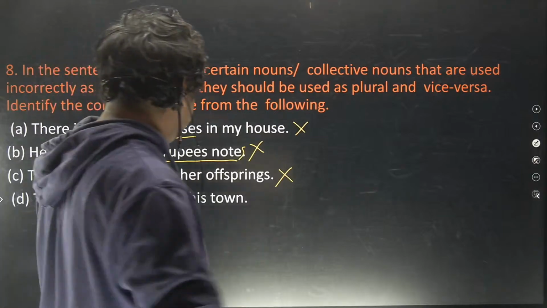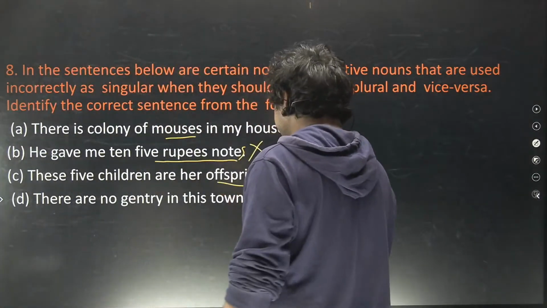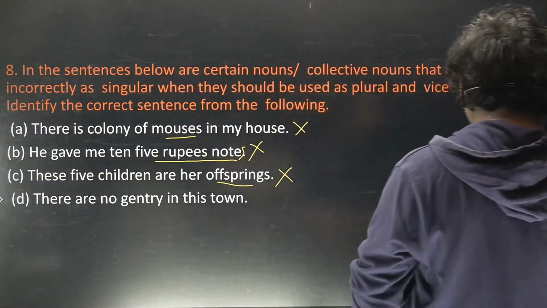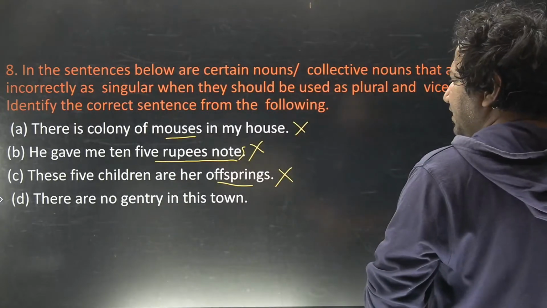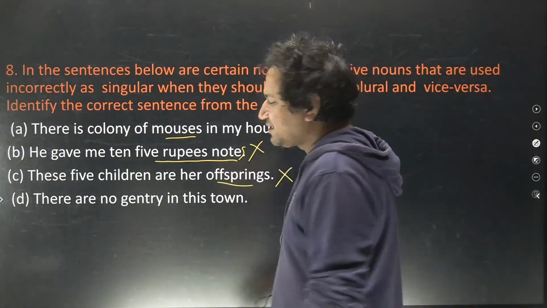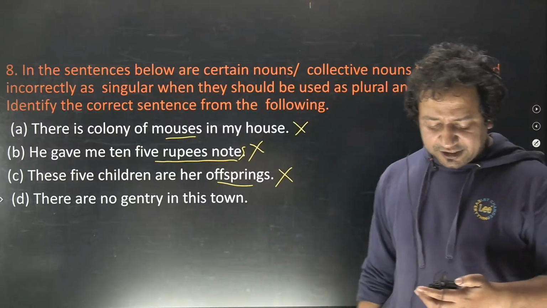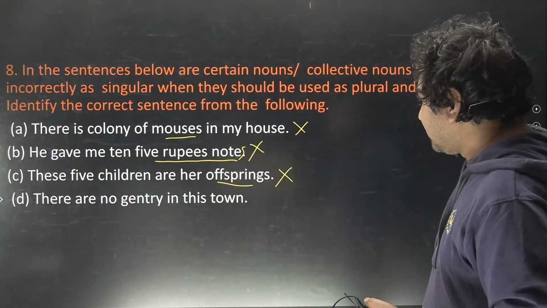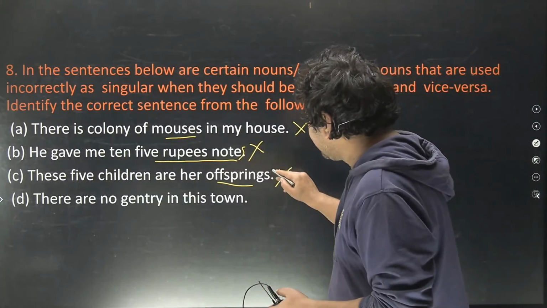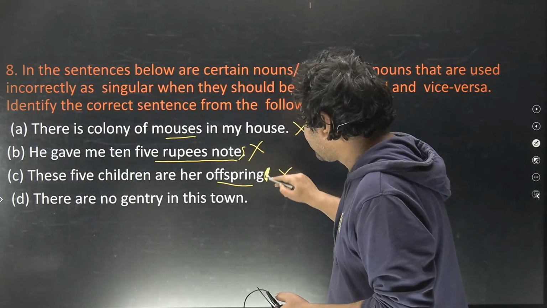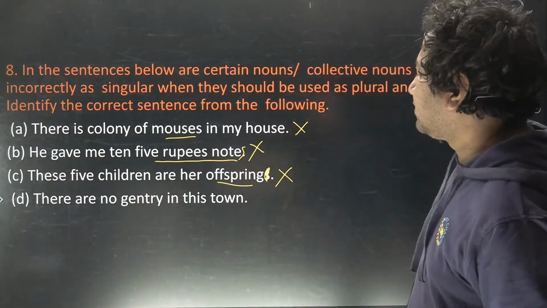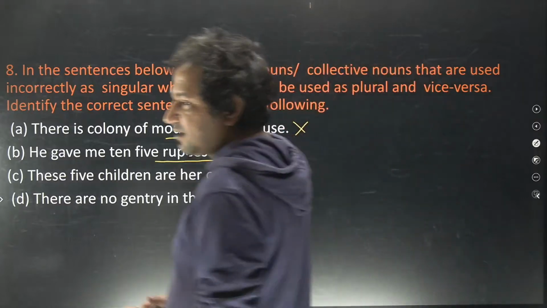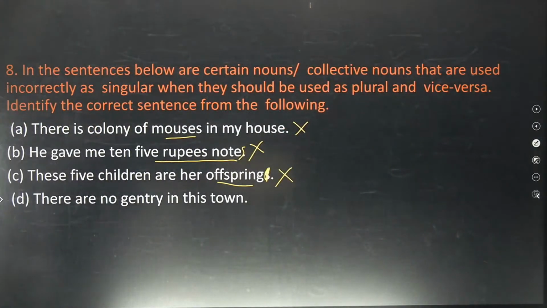Offspring is basically a noun, a collective noun. It's an uncountable noun. It basically signifies progeny, the children. There is no plural of offspring. S should not be there. These 5 children are her offspring. That's it. So offspring is more of a feeling, less of a word.